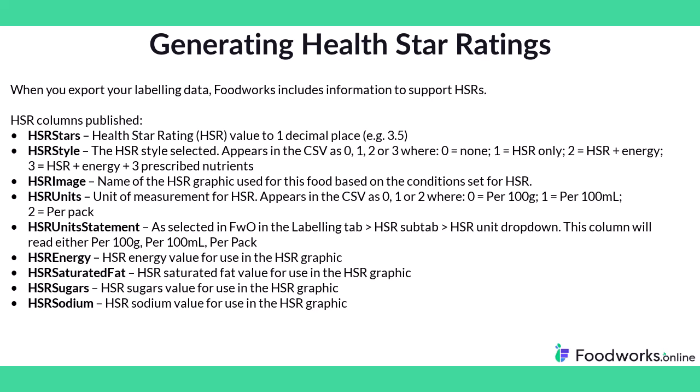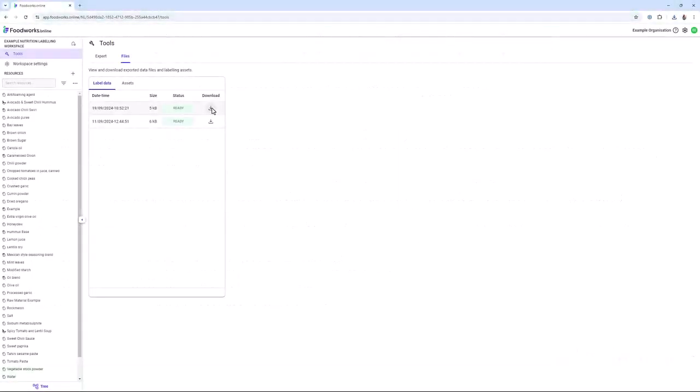When you export your labeling data, Foodworks includes information to support HSRs. The HSR columns published are shown on the screen. Finally, if your labeling software requires the raw images of the HSR graphics, you can also download these in the Asset folder from Foodworks Online. To do this, in the Tools section, select the Assets tab, then select Download next to the Health Star Ratings Assets file to download all HSR graphics. Then you will need to select the downloaded file to unzip the assets and use the PNGs.